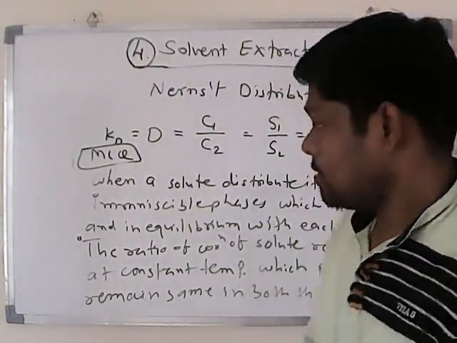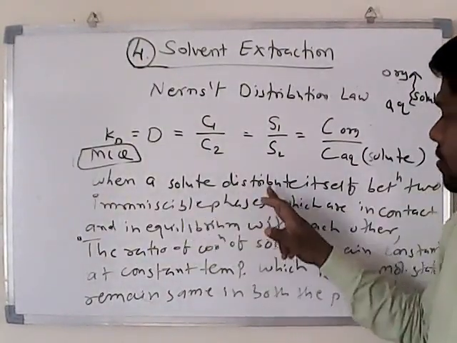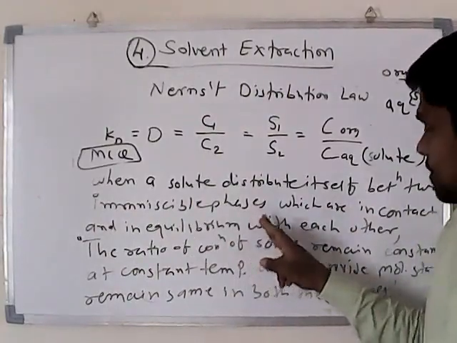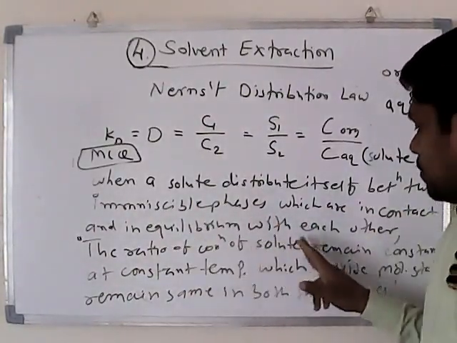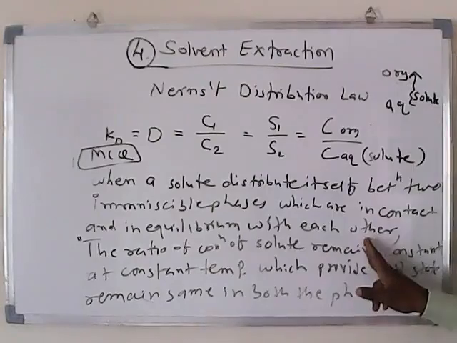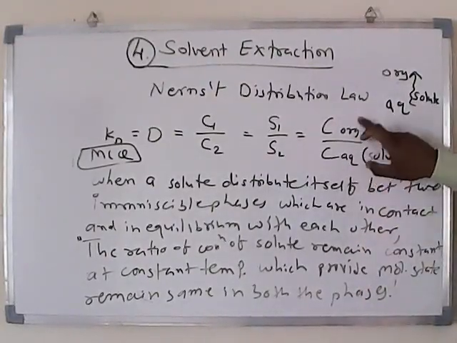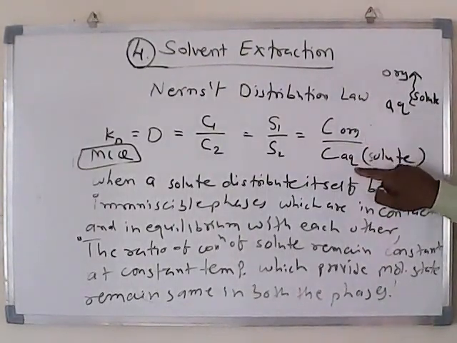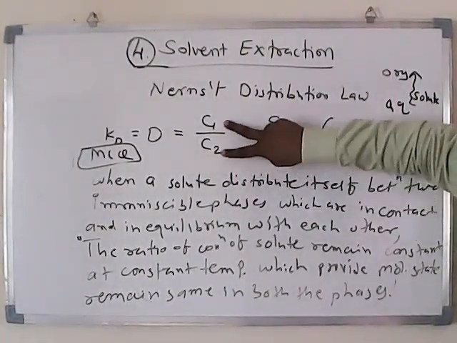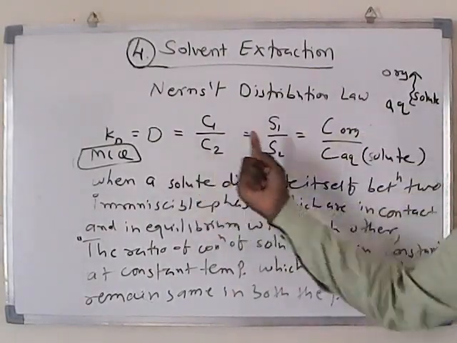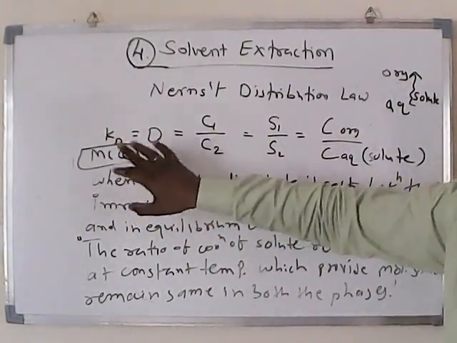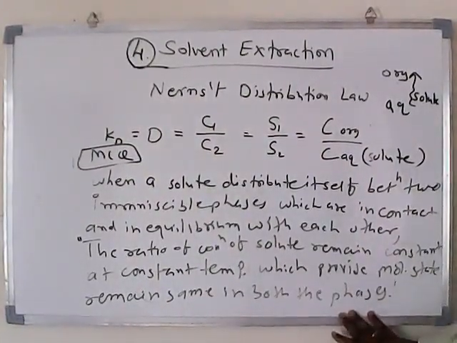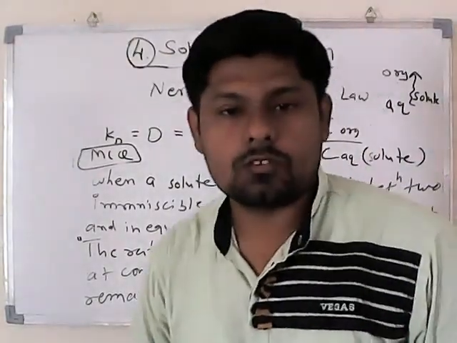Once again, the statement is: when a solute distributes itself between 2 immiscible phases which are in contact and in equilibrium with each other, then the ratio of concentration of the solute in the organic phase to the aqueous phase, or between the 2 phases, remains constant at constant temperature, provided the molecular state remains the same in both the phases. So that is called Nernst distribution law in 2 marks.